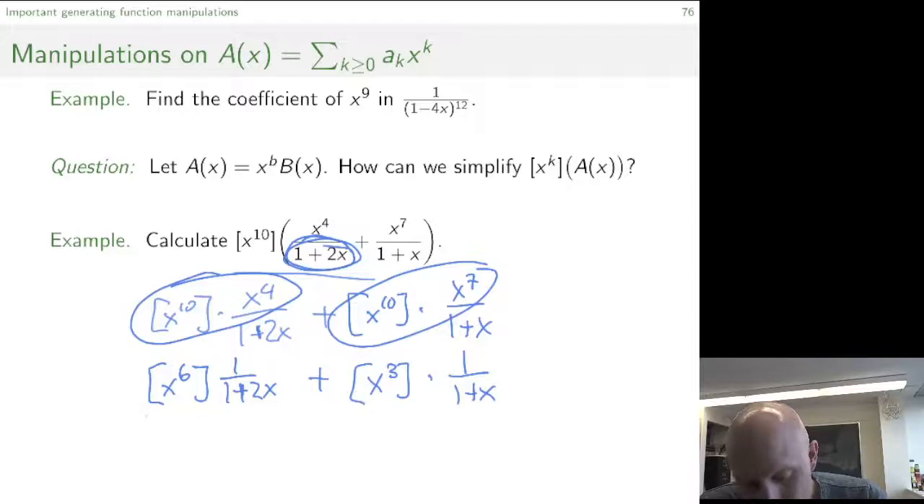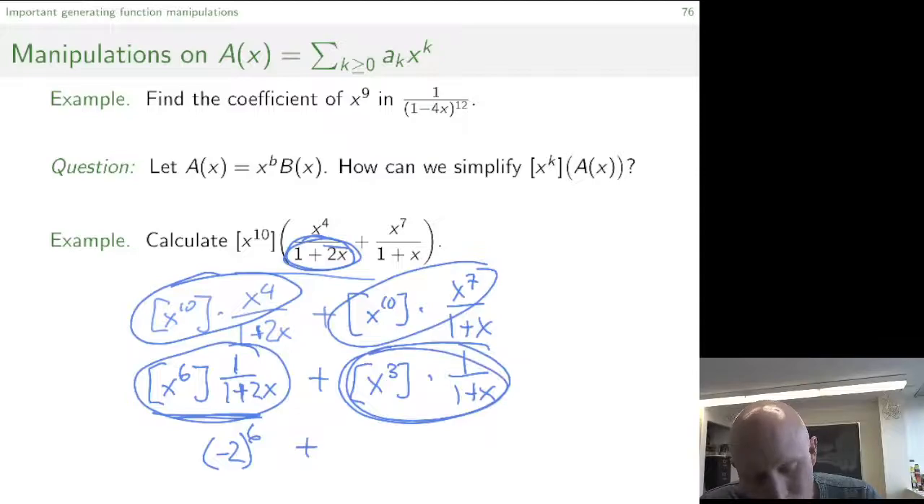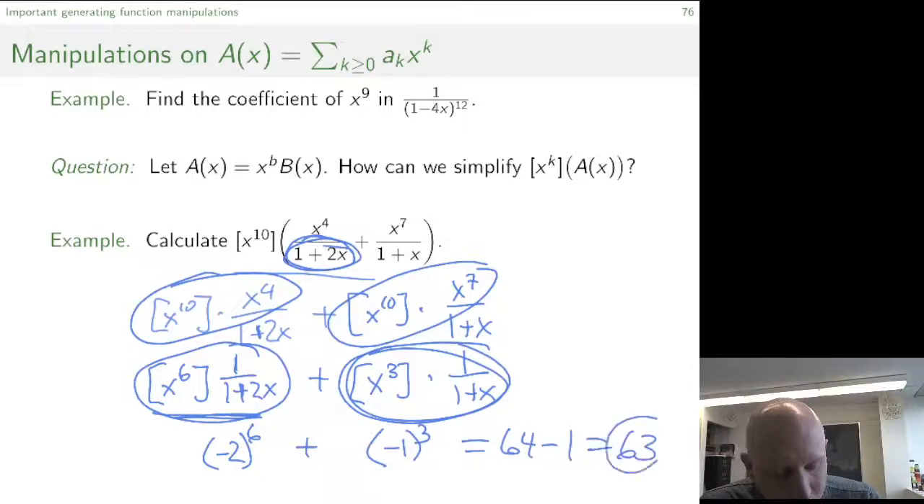So now we have some coefficients that we can extract directly. When we see 1 over 1 plus 2x, that's telling us that the coefficient of x to the 6th there is going to be negative 2 to the 6th power. And the coefficient of x cubed of 1 over 1 plus x is going to be negative 1 to the 3rd power. So in other words, we have 2 to the 6th, which is 64, minus negative 1 to the 3rd, so 64 minus 1, which is 63. So that's the coefficient of x to the 10th in this expression.